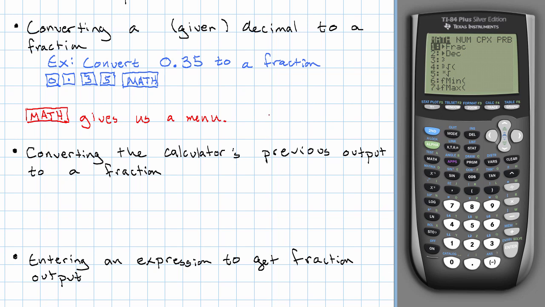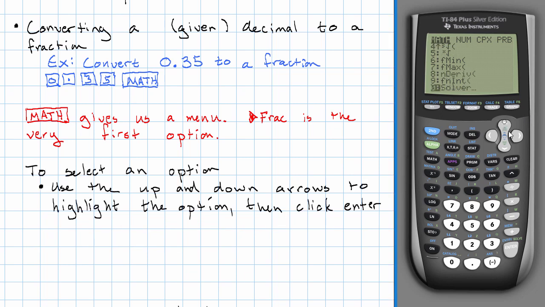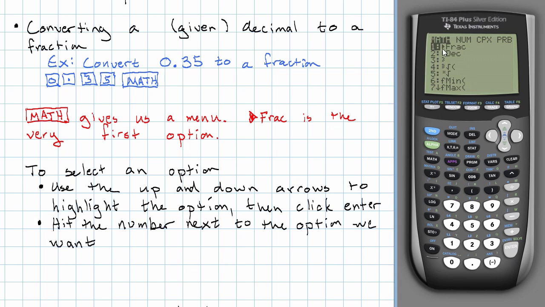But right now we want to select the very first option. Now to select something from the menus in the calculator, we have two choices. We can use the up and down arrows to select the option that we want and then hit the enter key, or we can hit the number next to the option that we want. So we see the number 1 next to the frac command. We could hit the number 1 to choose frac. And that's what I'm going to put in my button press sequence here.